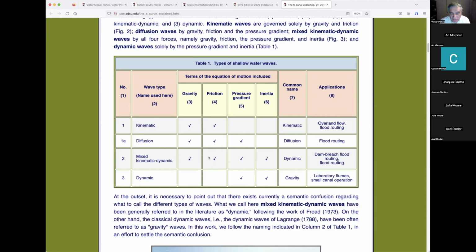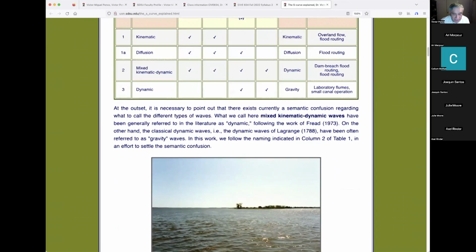So in here, to kind of hit the middle road, we call it mixed kinematic dynamic wave. So in reality, this should be the Danny Fred wave. But we don't want to give it the name Danny Fred. He's dead already anyway. So in my book, it appears like that: mixed kinematic dynamic wave, and then the dynamic wave of Fred. Okay.